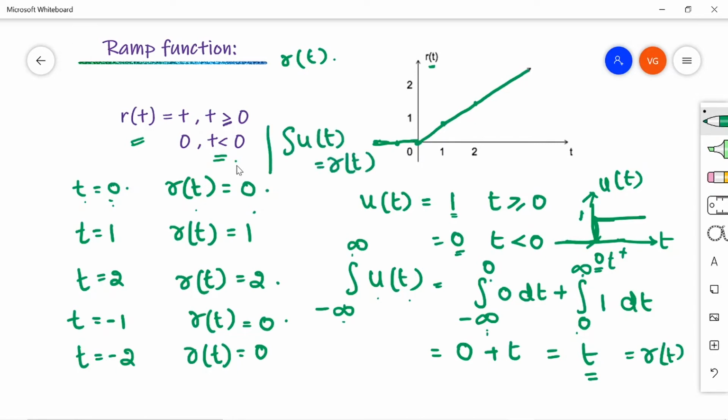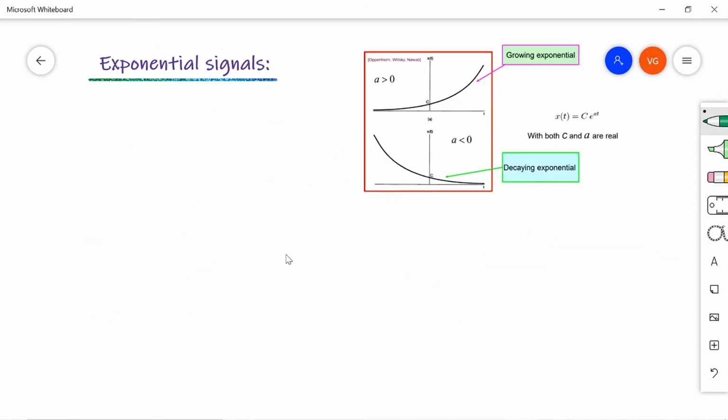And this ramp signal is mostly used in checking of your PCB boards. The next signal here is exponential signal. Exponential signal is defined as x of t is equal to c into e power at. So there are two types of exponential signals here. One is exponentially growing signal shown here and exponentially decaying signal.